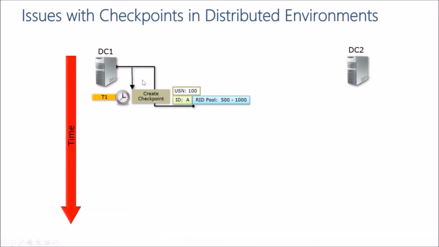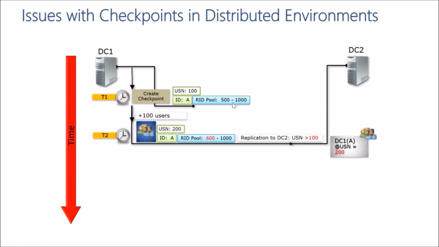So let's have a look at this. This is a domain controller. We use that as our easiest example. You have two domain controllers, and basically you have a RID pool, relative ID, 500 to 1000. That's what you use to create the SID when you create objects in Active Directory. We take a checkpoint. We create users. So the RID pool increases to 600 because we've used up 100. And this gets replicated to DC2. No problems.